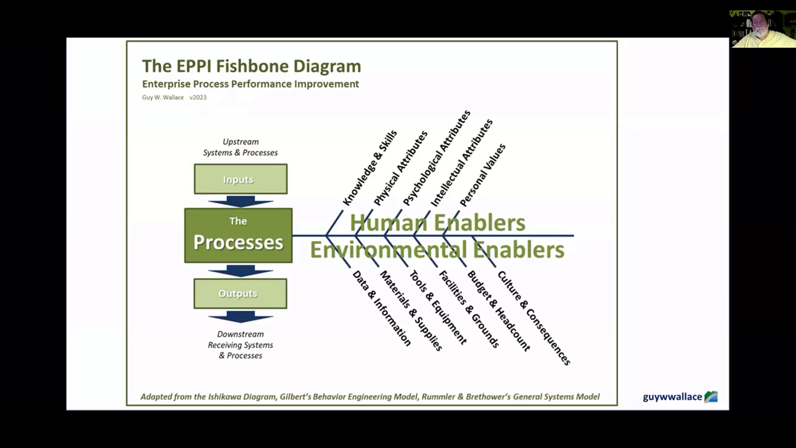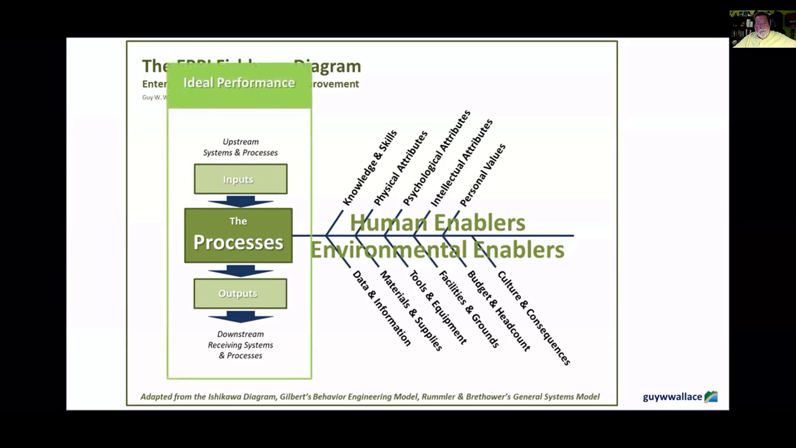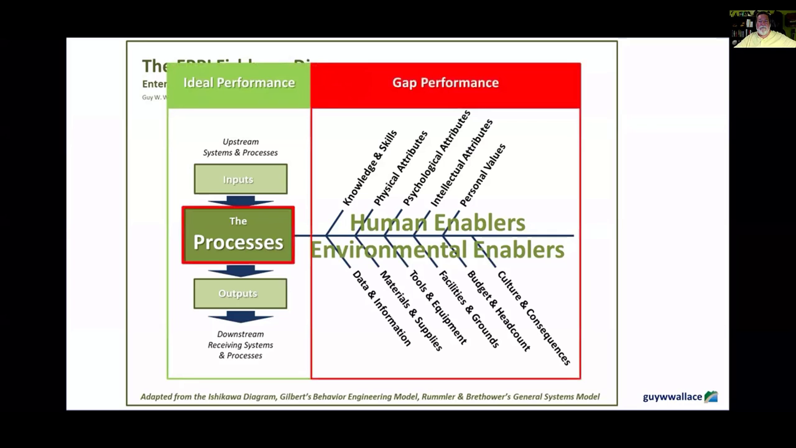But this is what I'm looking for. This is how I'm dissecting performance using this fishbone diagram. Ideal performance is looking at the inputs, the processes, and the outputs. And the gap performance generally focuses on those things on the fishbone itself, but also the process. Because the late Geary Rummler said, start there. Usually, there ain't no process, or there's too many processes, or it's a lousy process, and experts have figured out to ignore the standard company process. They do something else, because the process is stupid, as we used to say back in the day.